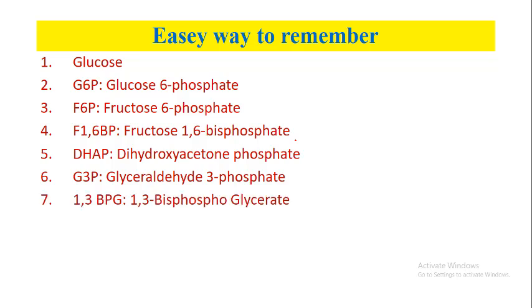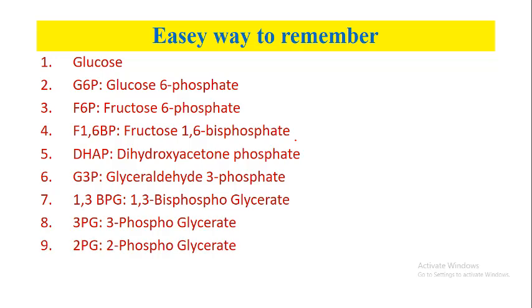Seventh product is 1,3-BPG, 1,3-bisphosphoglycerate. Eighth product is 3PG, 3-phosphoglycerate. Ninth product is 2PG, 2-phosphoglycerate. 10th product is PEP, phosphoenol pyruvate. 11th product is pyruvate.